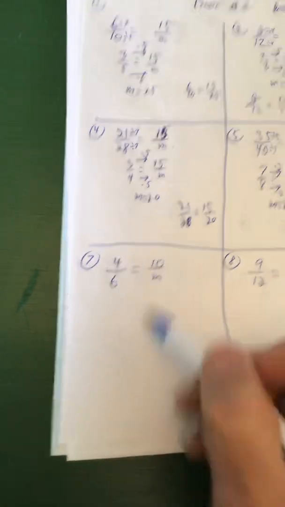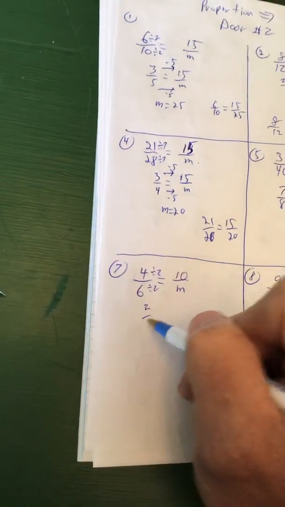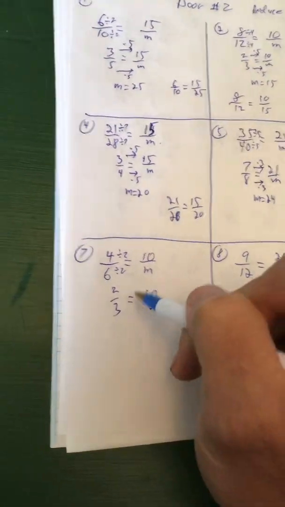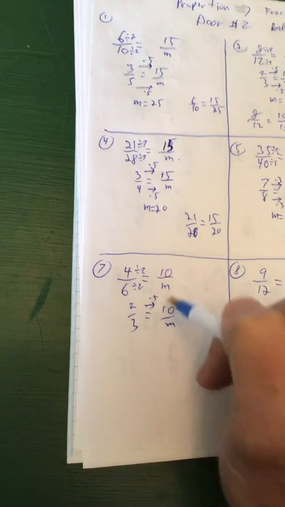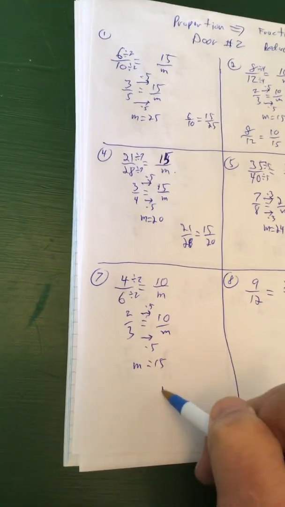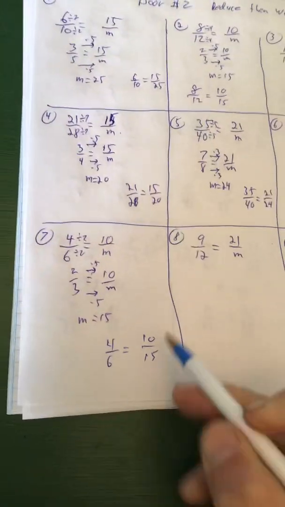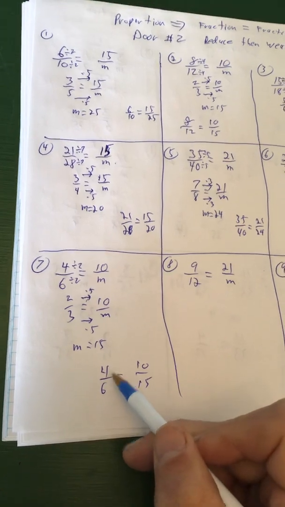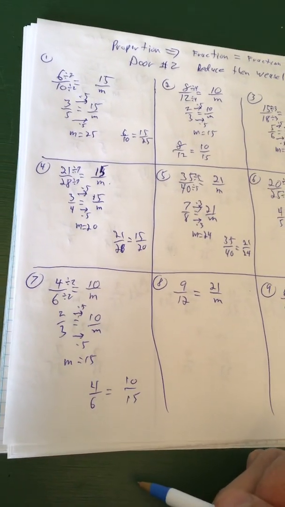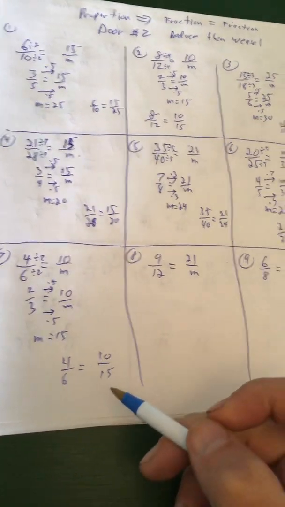I can't get from 4 to 10. I can reduce. Divide by 2, divide by 2. This is 2 over 3 equals 10 over m. And now you can see it. Oh, that's just times 5, times 5. m equals 15. 4 over 6 equals 10 over 15. They both reduce to 2/3. Divide by 2, divide by 2. Divide by 5, divide by 5. 60 equals 60. Criss equals cross. That'll be door number 3.